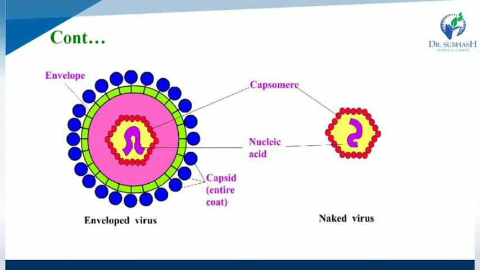That is the figure of an enveloped virus. In the center portion, the capsomer is present, circular and red in color. On the inner side of the capsomer, nucleic acid is present, purple in color. Outside the capsomer, the envelope is present, green in color. And last is the capsid, blue in color, which is the entire protein coat.